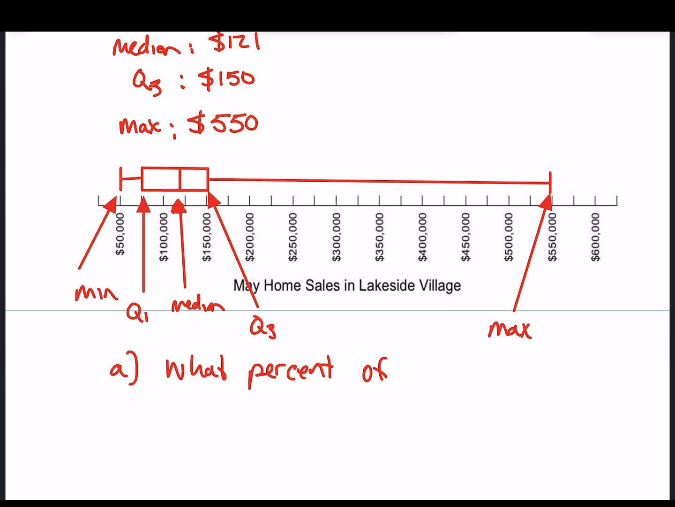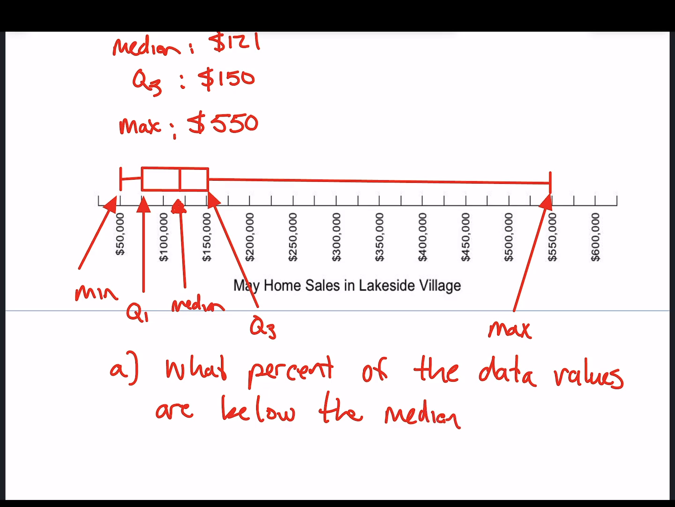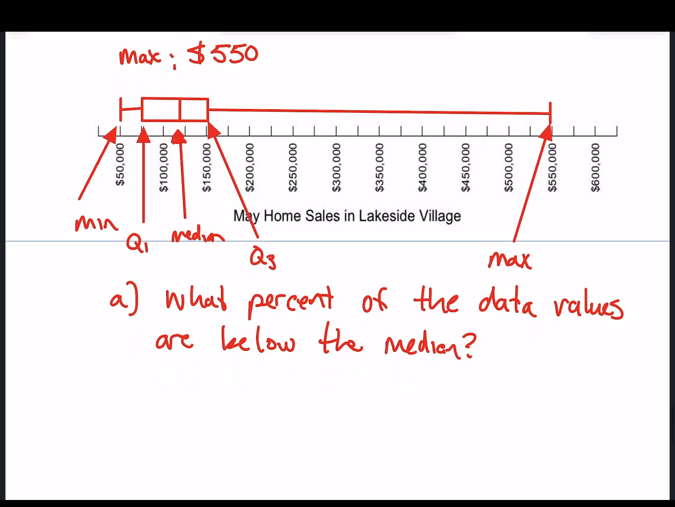What percent of the data values are below the median? Well, this is going to be true for any distribution. The median divides it into an upper half and a lower half, which means there's 50% below the median.